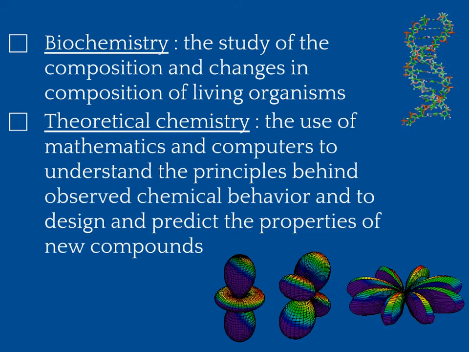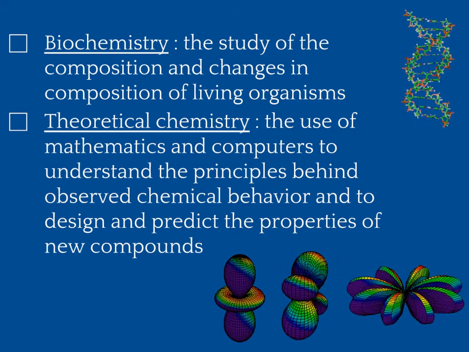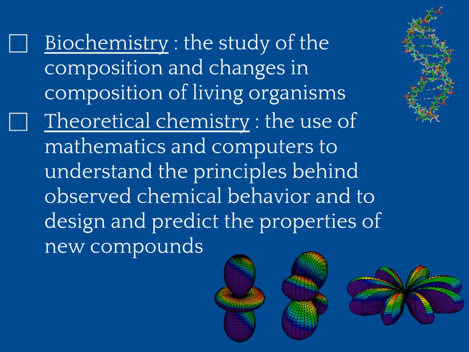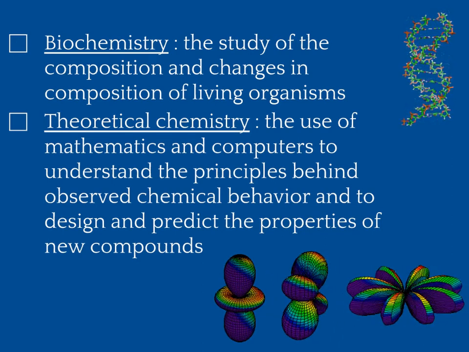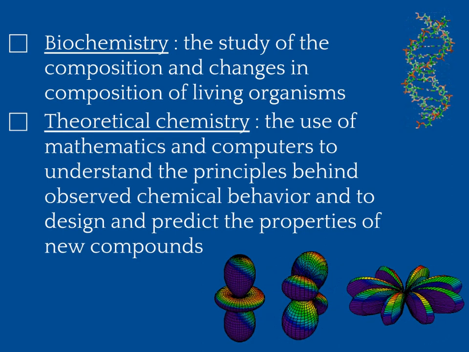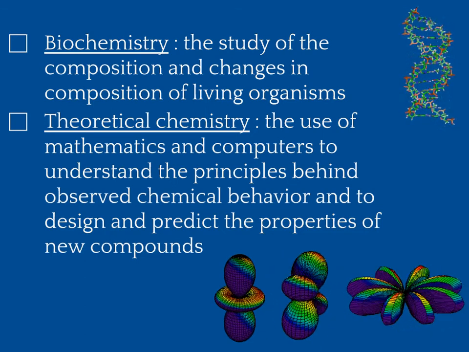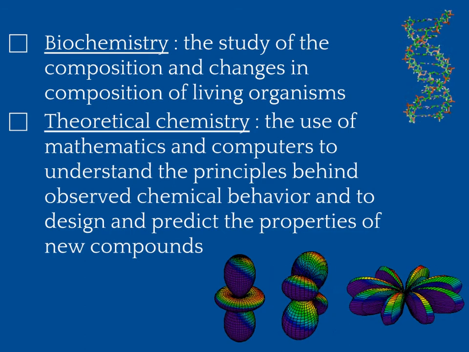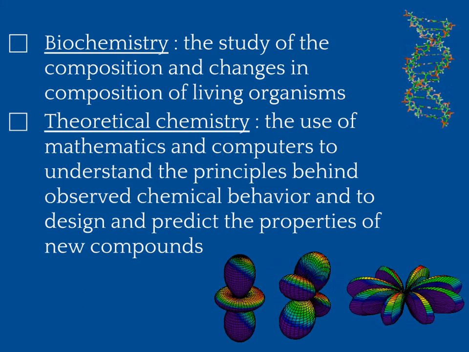The use of mathematics and computers to understand the principles behind observed chemical behavior and to design and predict the properties of new compounds. Okay, so in this case, the little animation on the bottom shows where the electrons are currently located. It used to be energy levels, but now it's the cloud, right? It's a probability cloud. So probability deals with mathematics. Where do they think that electron is going to be found?